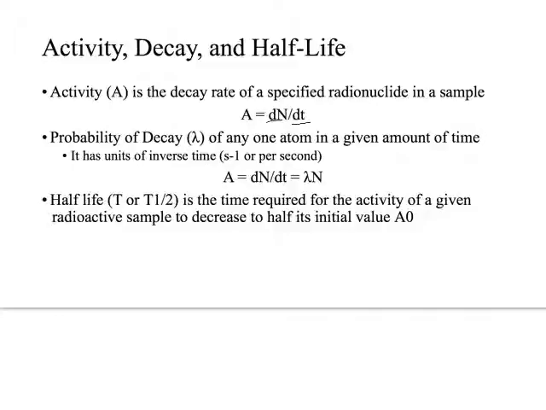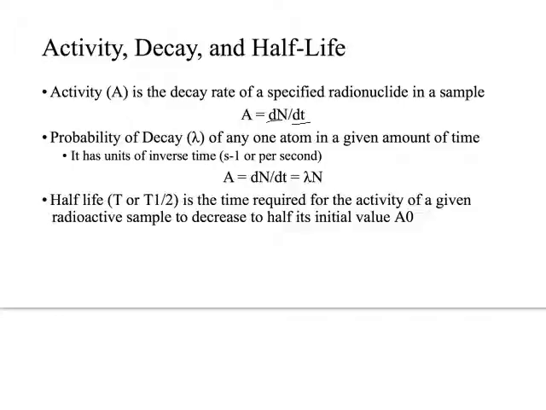We said that the probability of decay is random, and so activity, if it's equal to this amount of material divided by an amount of time, we can also set that equal to this constant. We're saying it's going to happen. If given enough time, enough of these decays will occur. Okay? Finally, half-life is that time.